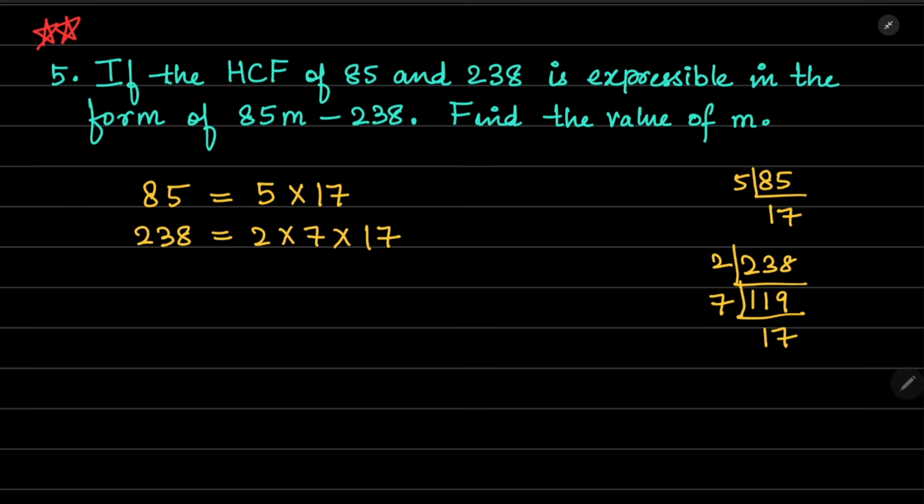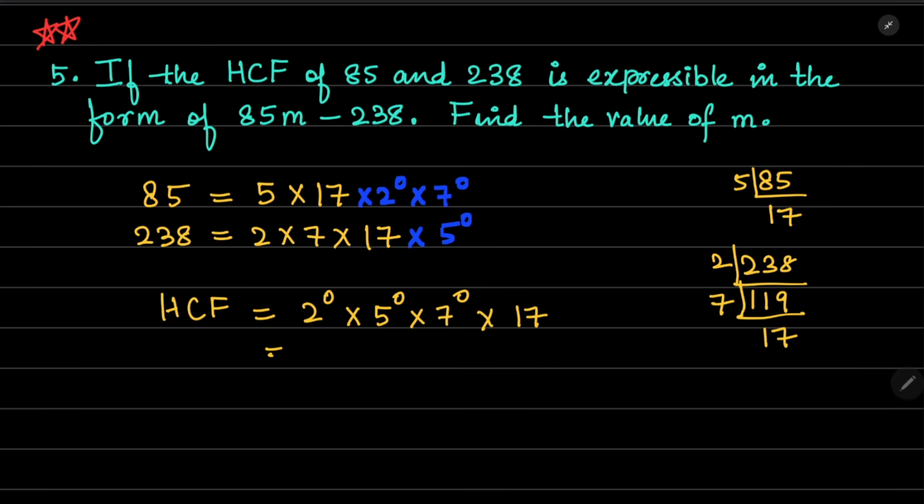I am going to make the factors equal. So here I'll write 2 to the power 0 and here I'll write 7 to the power 0. However, here you will have 2, you have 5, 17 and 5 to the power 0. Just making sure you have common factors. And now the HCF is equal to, take the lowest power of all the common factors. So for 2, the lowest power is 0. For 5, the lowest power is 0. For 7, again, the lowest power is 0. And for 17, it is the same. So the HCF is nothing but 17.